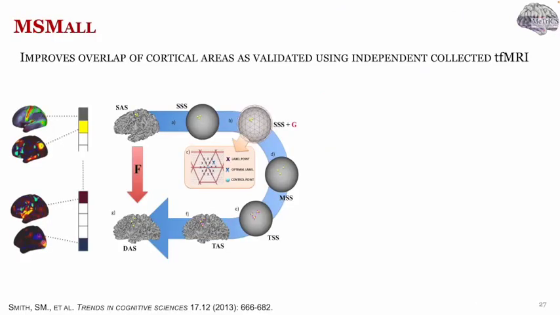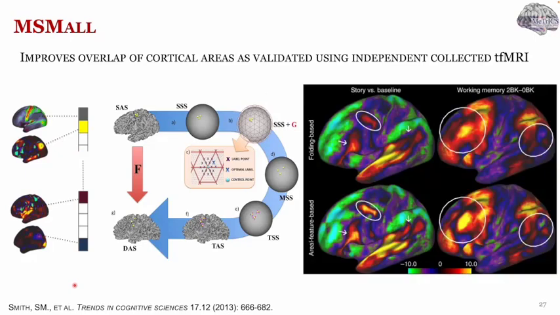Where for the HCP, our preferred configuration of functionally driven MSM is more commonly known as MSM-all, where this drives alignment with a multimodal combination of T1 over T2 weighted myelin maps and core scale surface RSNs, where this specific configuration was chosen as it was found to optimally improve the overlap of cortical areas as validated using independently collected task fMRI experiments, as we can see here on the right for a language and working memory task.